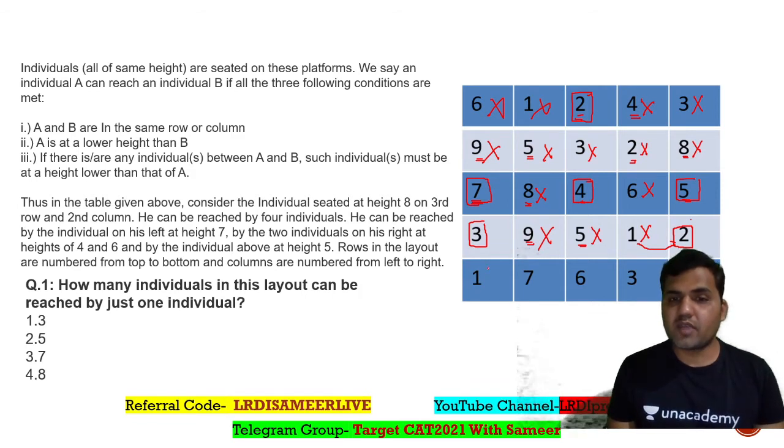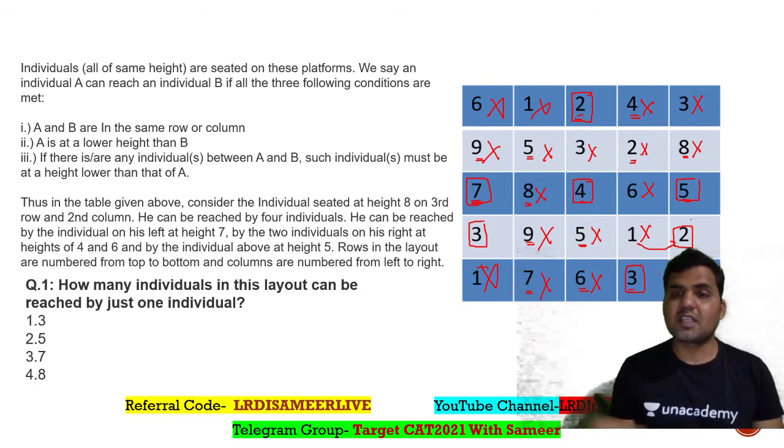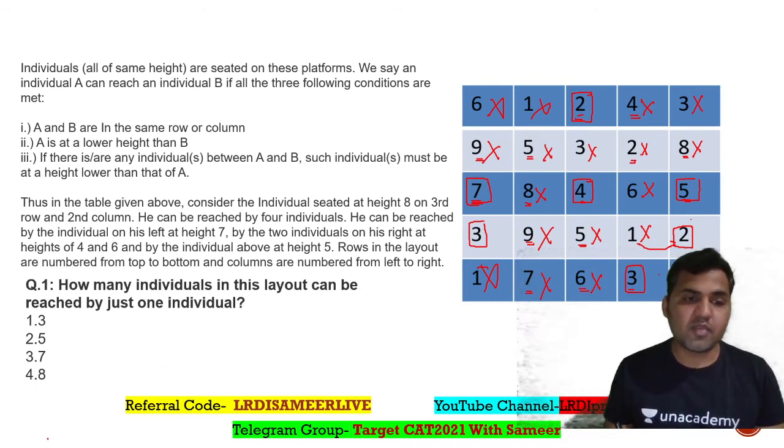If you look at 1, it cannot be approached by anybody. 7 can be approached by 1 and 6 both, eliminated. 6, you can see that this 6 can be approached by 3 on the right and 5 from the top, both eliminated. This 3 can only be approached by 1 from the top, so this has to be the part of the answer. 9, you can see can be approached by 2 and 3 both, so eliminated. So these are the people who can be approached by one individual only.